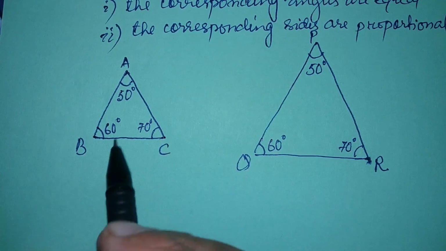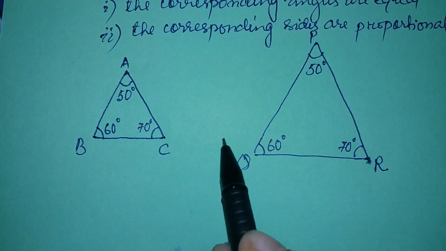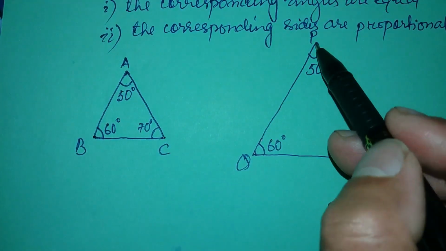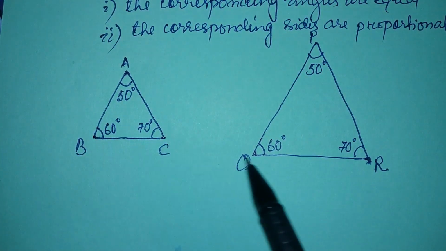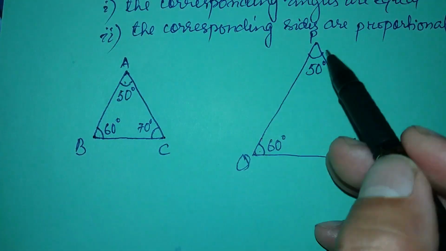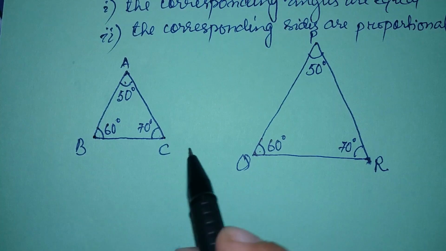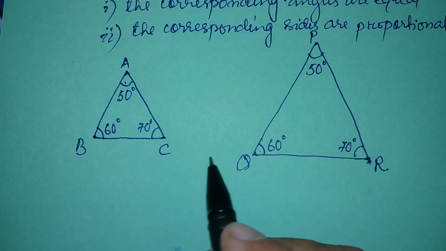Now here in this pair of triangles, the corresponding angles are equal. Angle B is equal to angle Q, angle A is equal to angle P, and angle C is equal to angle R. So left and left angles are equal, top one and top one are equal, and right and right are equal. So we say that the corresponding angles of these two triangles are equal.